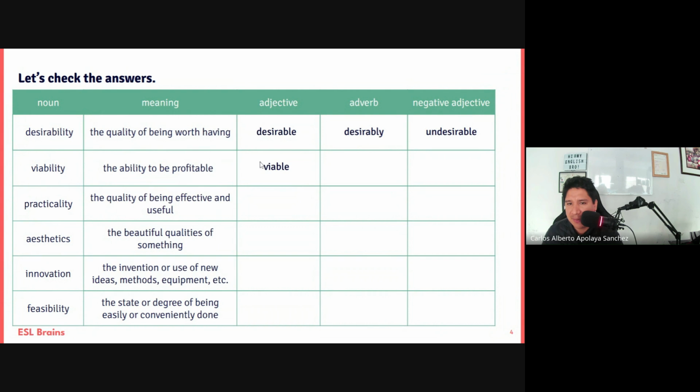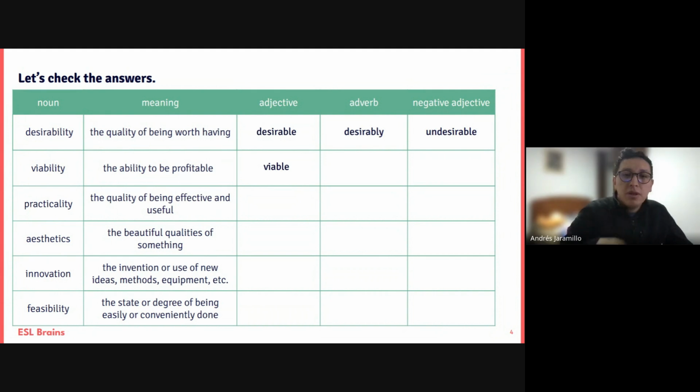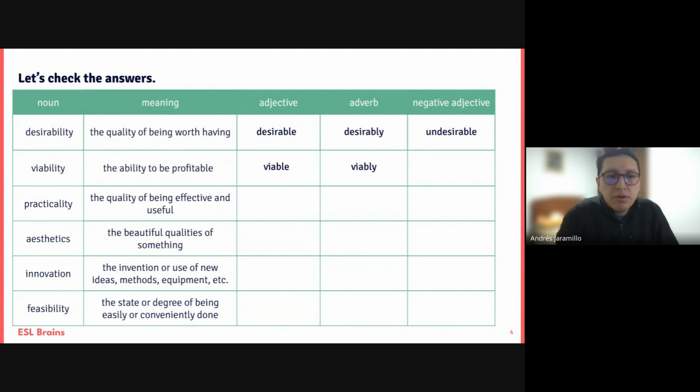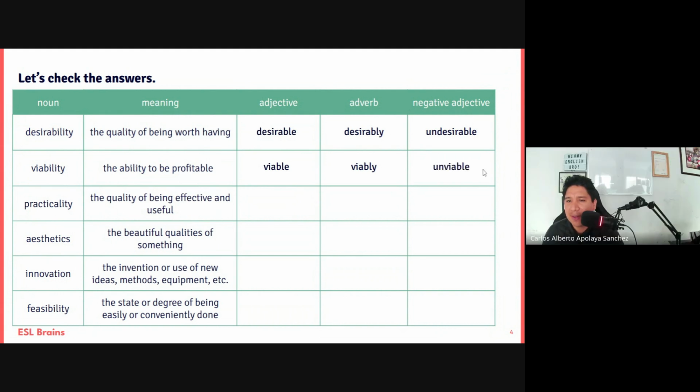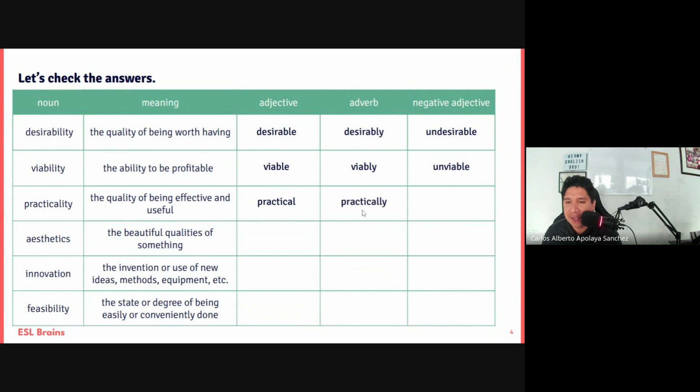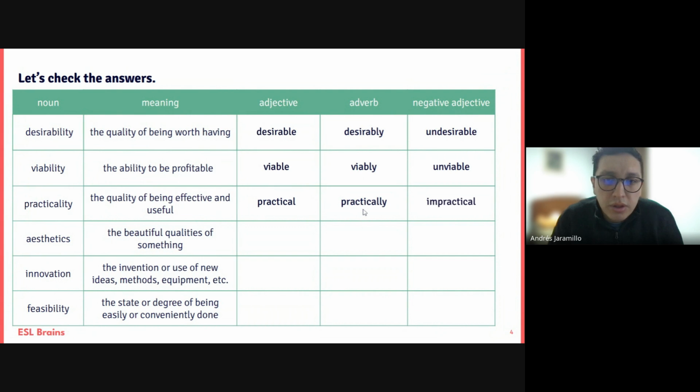Undesirable. Viability, viable. The adverb, viably. I got it. What else? Unviable. Practicality, practical. What else? What is the adverb version? Practically. And impractical.